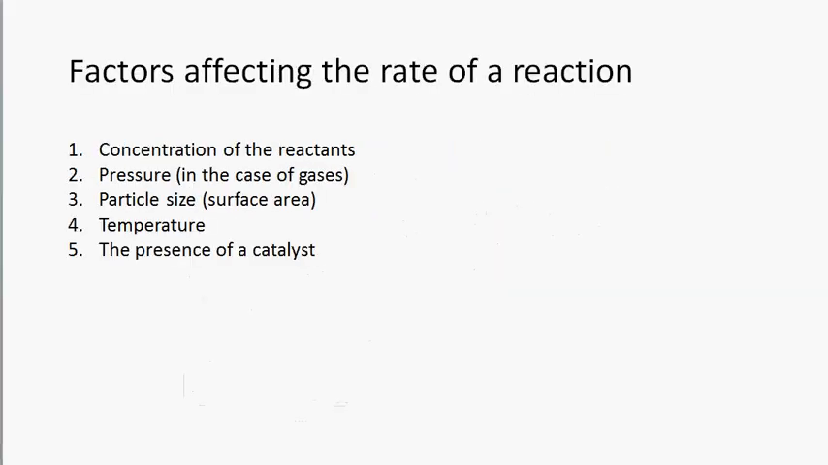Okay. Now we also need to know the factors that affect the rate of reaction. And there are several factors that affect the rate. The first one is concentration of the reactants. Second one we have is pressure, and this usually applies to gases. Particle size or surface area affects the rate of a reaction. I said earlier that temperature also affects the rate of a reaction, and the presence of a catalyst also affects the rate of a reaction. So you need to know what are the different factors that affect the rate of a reaction.